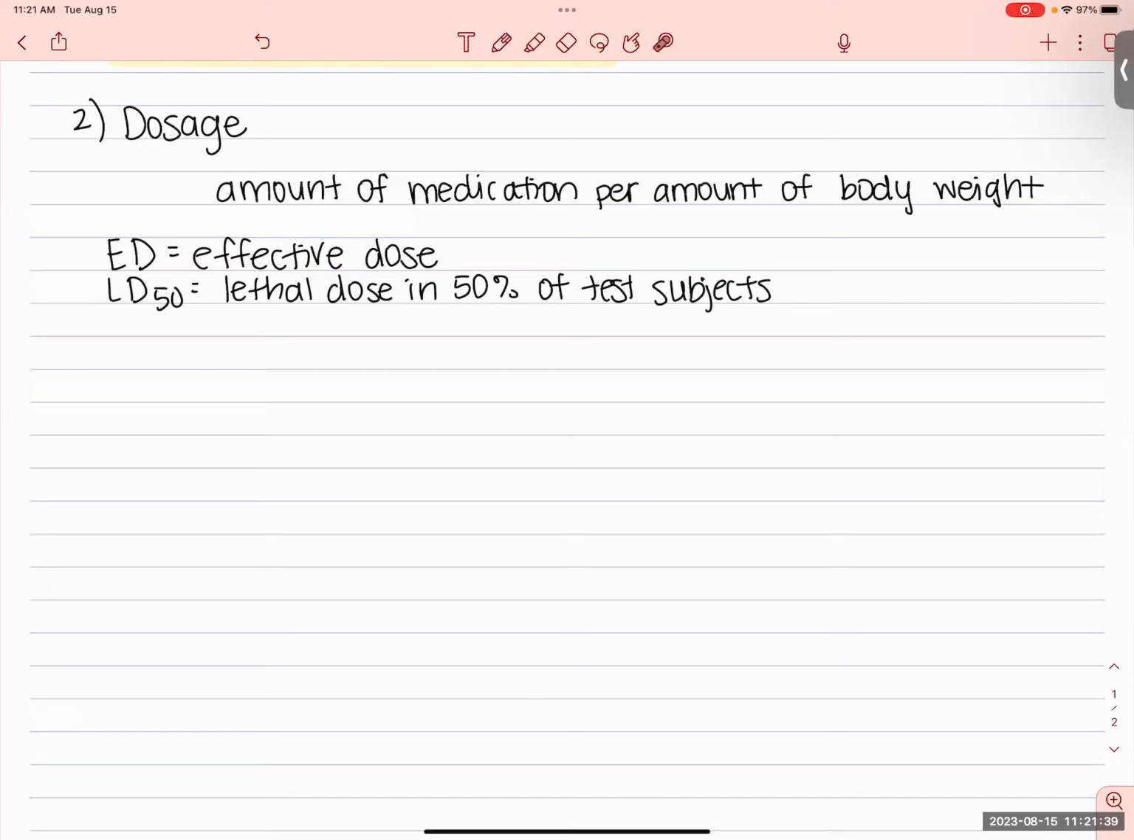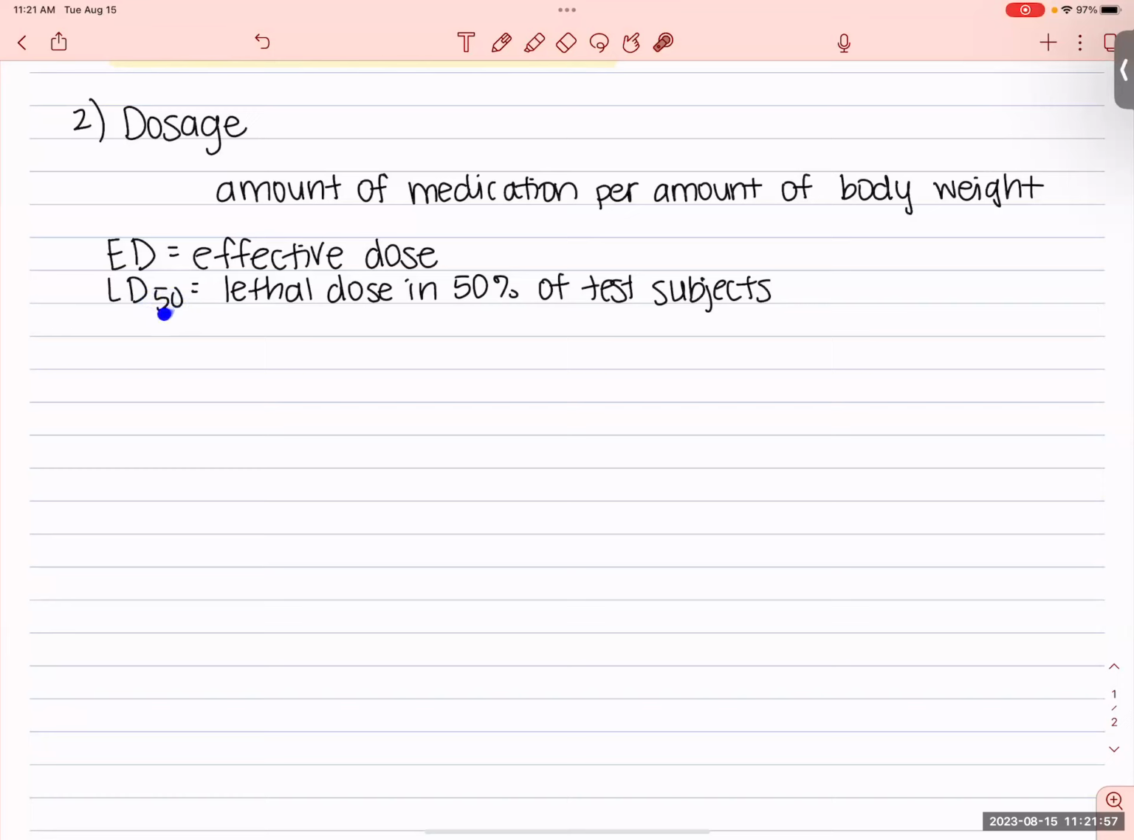So when a pharmaceutical company is thinking about how much medication we are going to put as the dosage, we want to go above the effective dose, right? Because we want the medication to be effective, but we want to go as far below the lethal dose as we can.